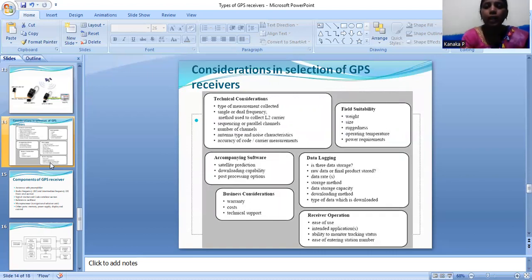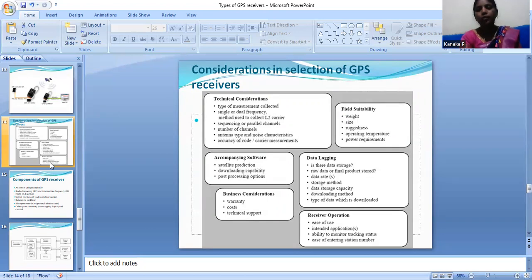So next one is considerations in the selection of GPS receivers. First one is technical consideration, field suitability, accompanying software, data logging, business consideration, receiver operations. Technical consideration means the type of data collection: which various types of measurements are collected, single and dual frequency methods used to collect L2 carrier, sequence of parallel channels, number of channels, antenna type and noise characteristics, accuracy of code and/or carrier measurements. So this is the technical consideration.